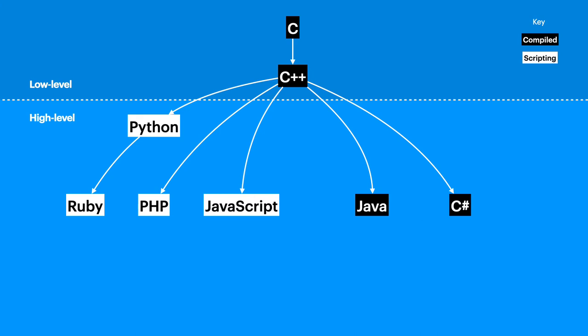JavaScript is sometimes confused for Java, and although Java did inspire some of JavaScript, they're really not similar at all. This is because Java is a compiled language, while JavaScript is a scripting language. See the white boxes and the black boxes.